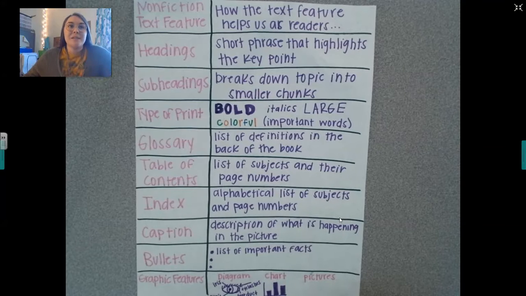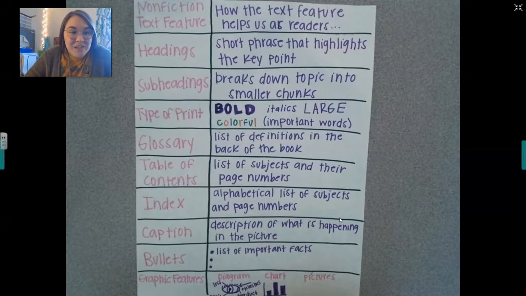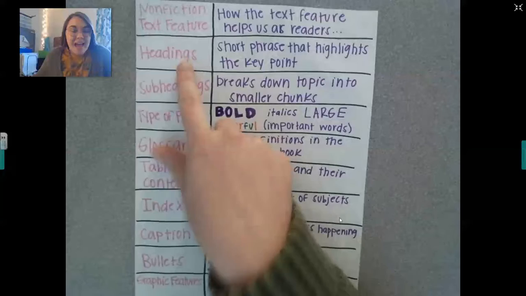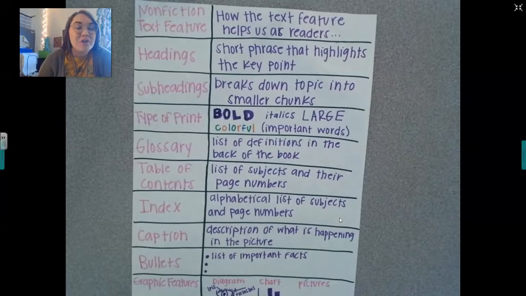And you're thinking, Miss Simpson, we're about to take the STAR test. Why do I need to know text features? On the STAR test, guess what? They ask you questions on text features. Why did the author include this heading? Why did the author include this picture? Why did the author include the image? And that's a big deal for you guys to understand what those words mean.